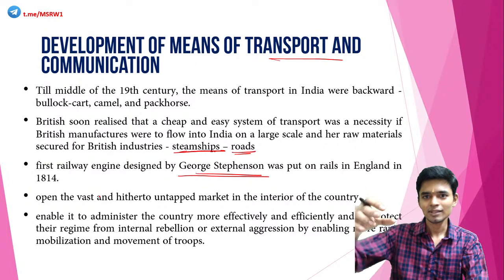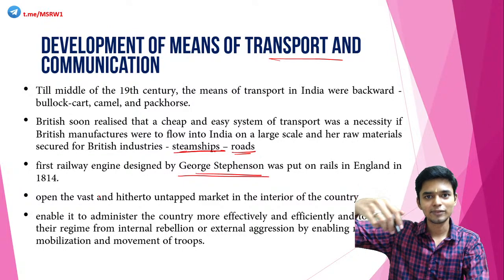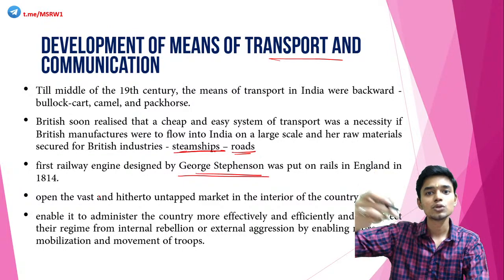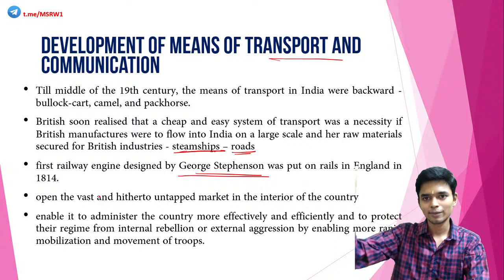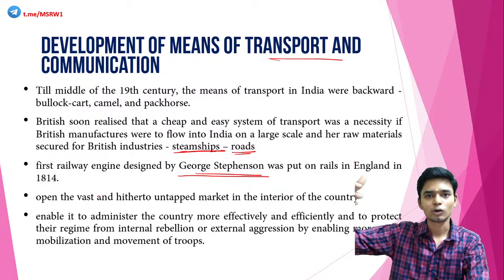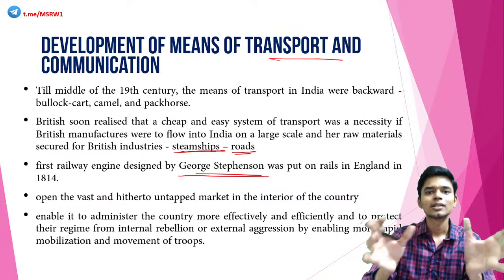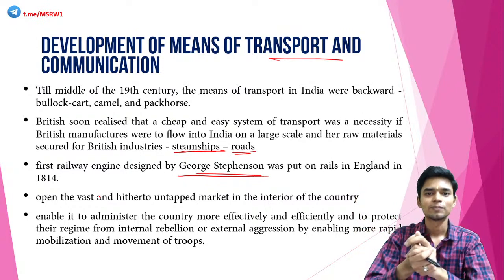Clear? Britain was a huge naval power. They conducted their trade with India and other parts of the world using sea trade. They came all the way around the Cape of Good Hope, or later through the Suez Canal, into India, and they took all the raw materials back to Britain. So this was done by ships or naval trade.